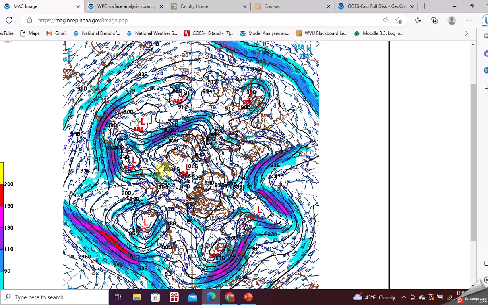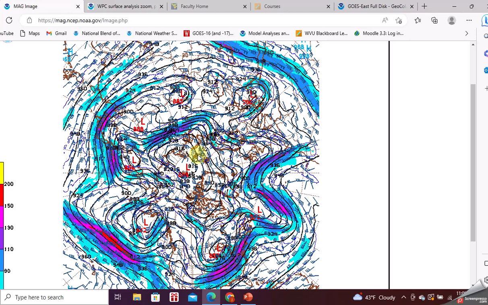Notice the strong low pressure over the Arctic right now. Not as strong as it was earlier in the year. It was really intense earlier in the year, and that is why some of the Arctic air is making it south right now. So these are the jet streams.